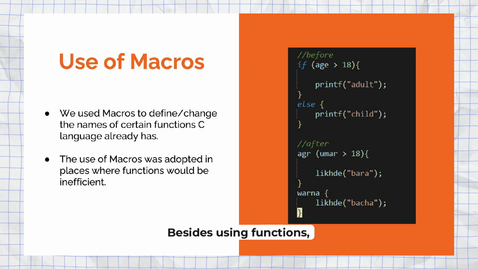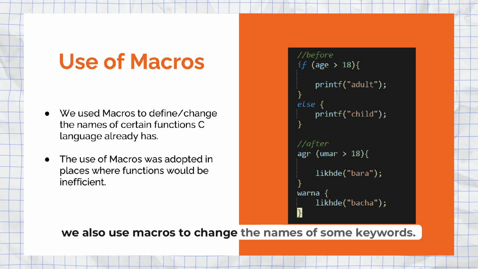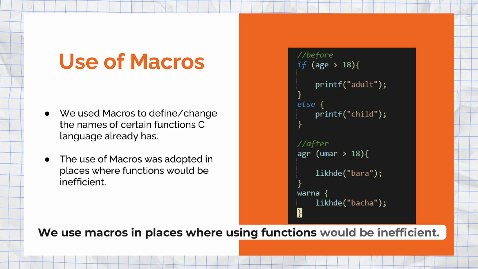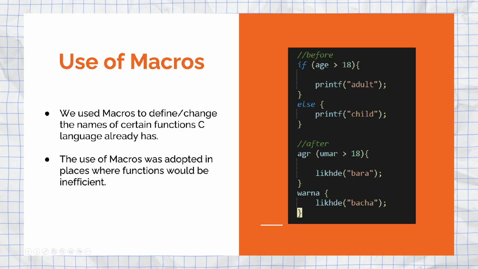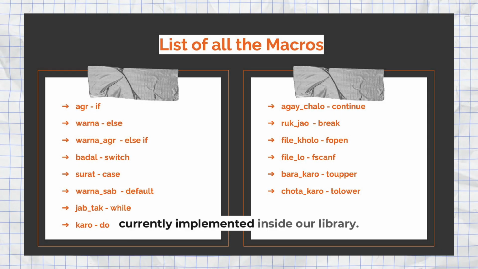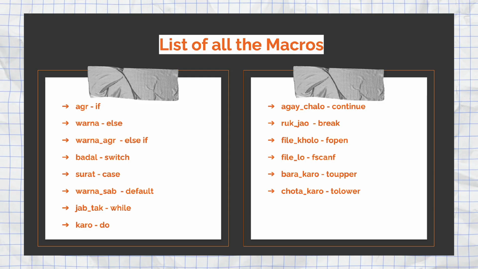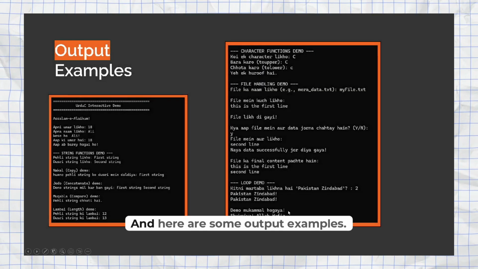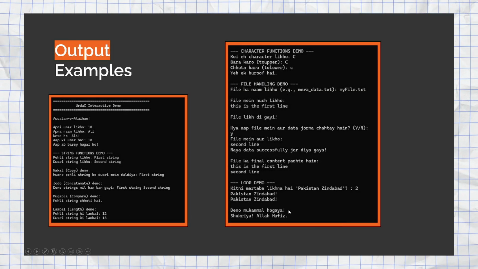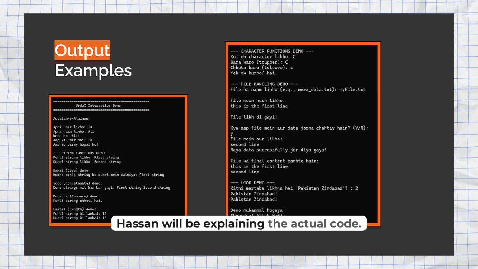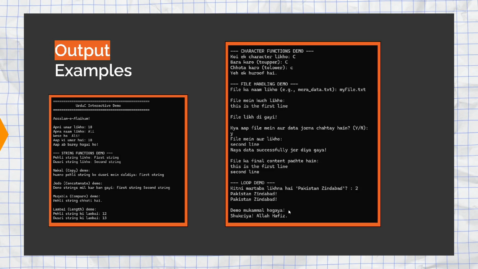Besides using functions, we also used macros to change the names of some keywords. We used macros in places where using functions would be inefficient. This is the list of the macros we have currently implemented inside our library. And here are some output examples. To show you how it really works under the hood, Hasan will be explaining the actual code.